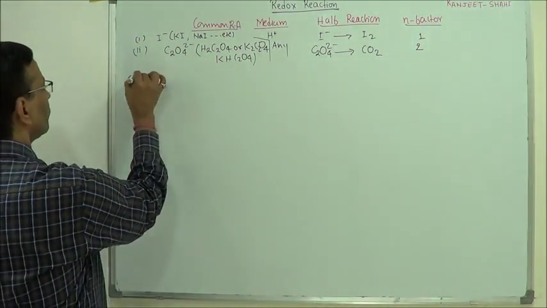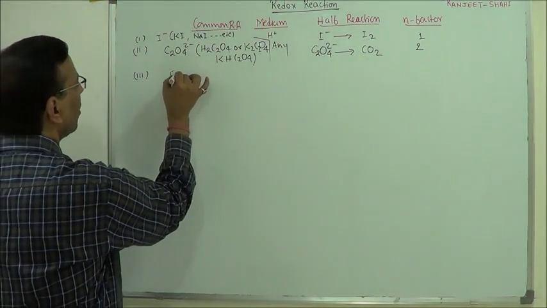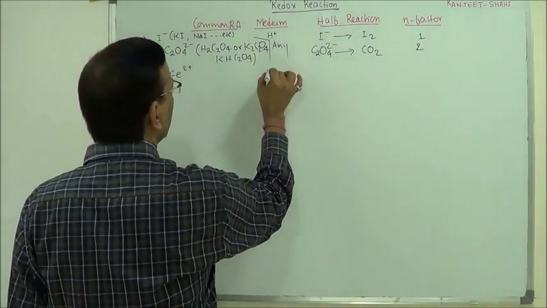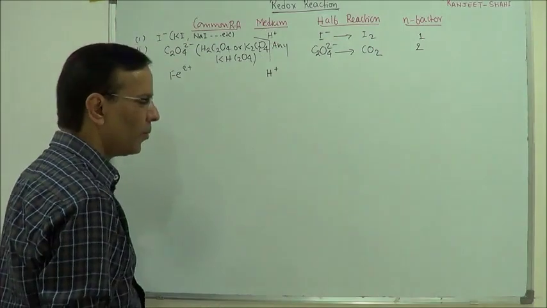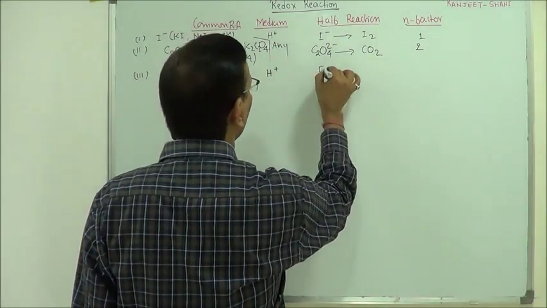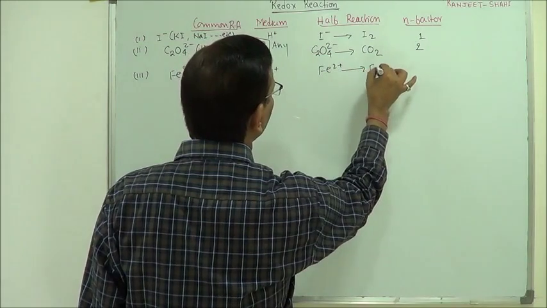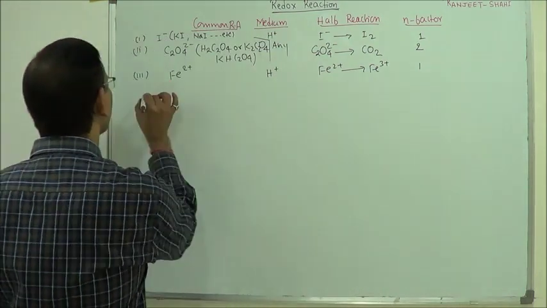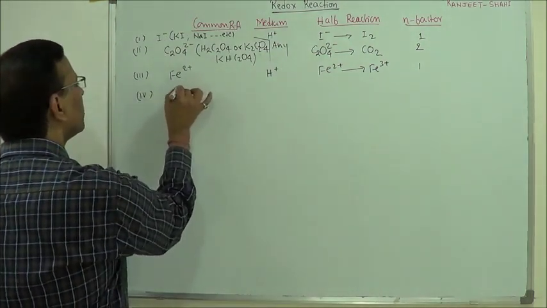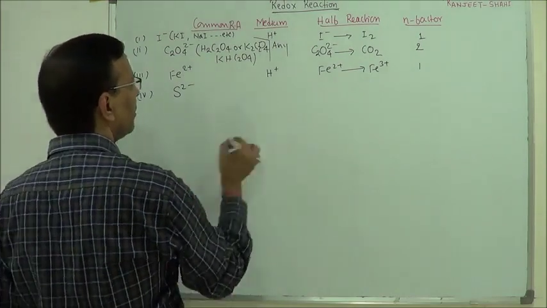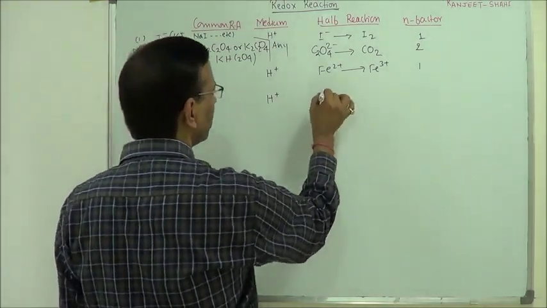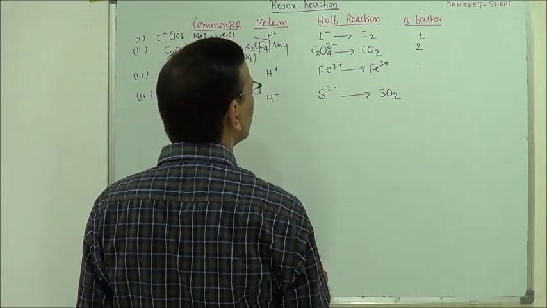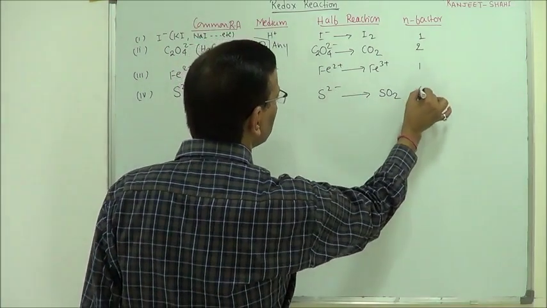Then ferrous iron is another common reducing agent. It acts as a reducing agent usually in acidic medium, and ferrous iron is oxidized to ferric iron. So N factor 1. Sulfide ion also acts as a reducing agent, and in acidic medium, sulfide ion is oxidized to SO2. So -2 to +4, 6.